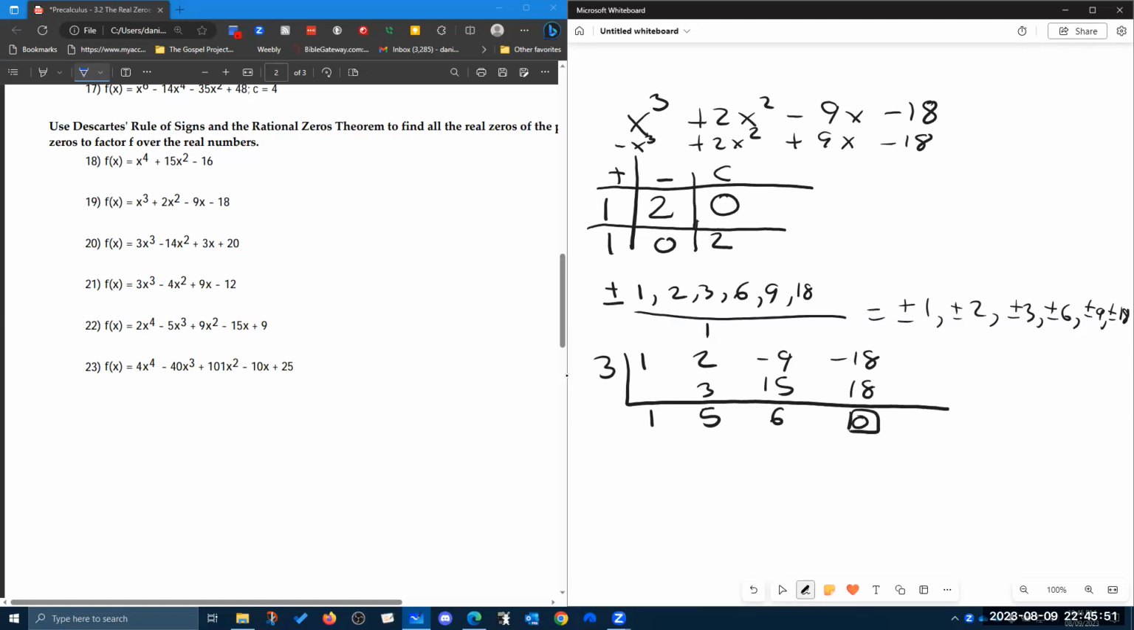But since this is quadratic, let's just go ahead and write this as, and I can see that I can factor it further from there into, and it's completely factored.